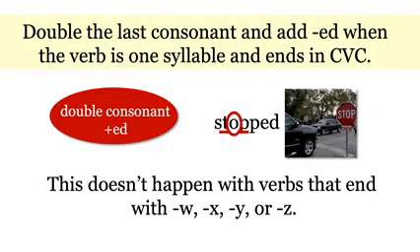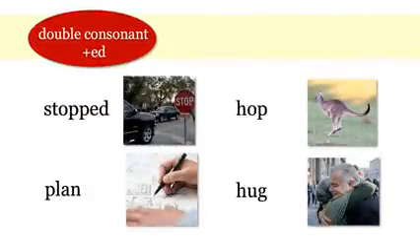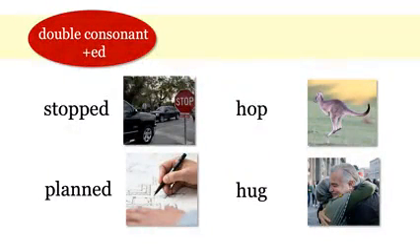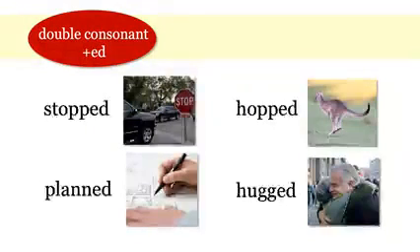This doesn't happen with verbs that end with w, x, y, or z. Let's look at some examples. So we already did stopped, and now look at plan. Plan also ends with a consonant, a vowel, and a consonant. So we add an n and then ed, planned. Hop is the same thing. I need to double the consonant and add ed, hopped. Hug also. Double the g, add ed, hugged.